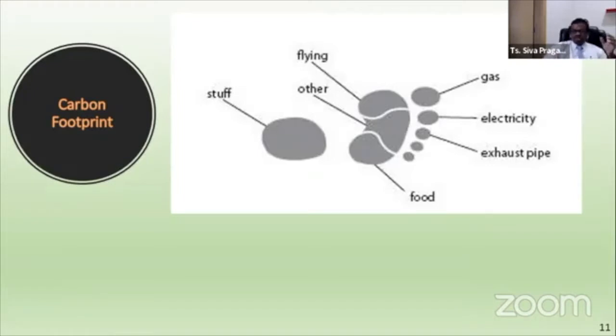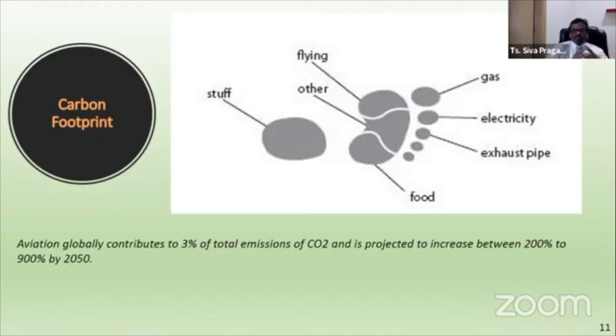As we can see here in the footprint itself, we have many sections. We can see the different types of toes here. We have gas, electricity, exhaust pipe, all denoted by various sizes. And we see the food industry, which does have a substantial amount of carbon footprint. And flying alone, from the footprint, is a big chunk. And then you have other things.